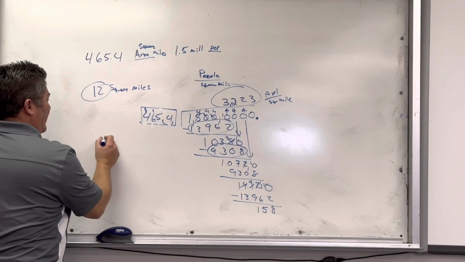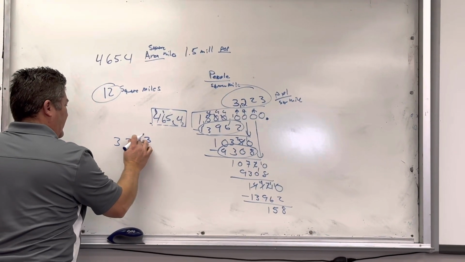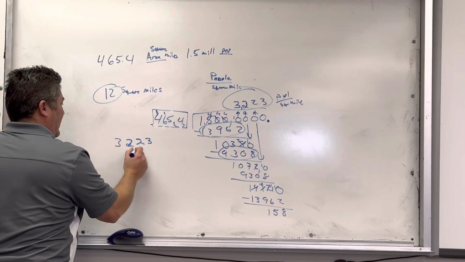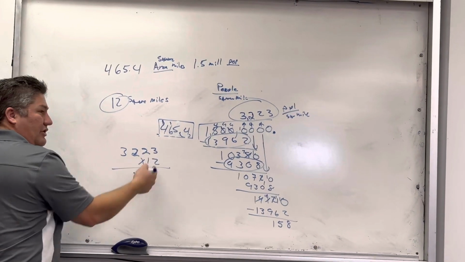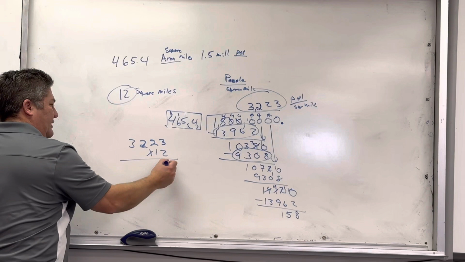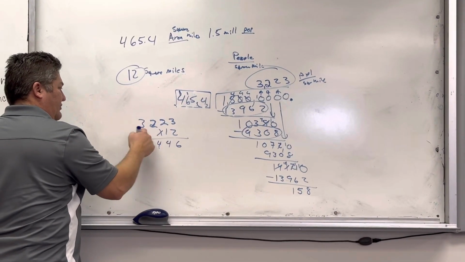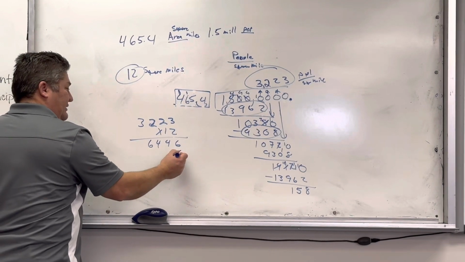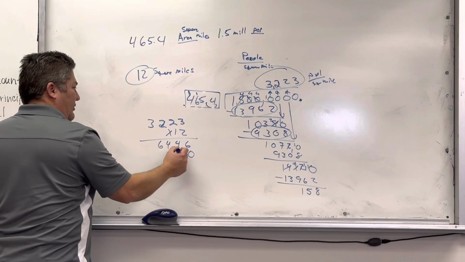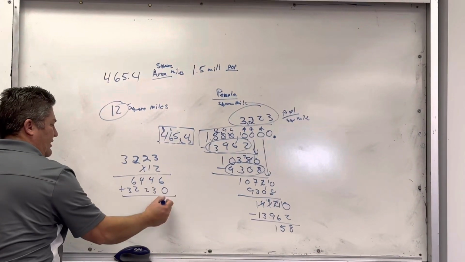So I'm going to say, okay, I've got 3,223 times 12. And again, we're just going to do the old school way. 2 times 3 is 6. 2 times 2, 4. 2 times 2, 4. 2 times 3, 6. 0. Now I'm just timesing by 1. 3, 2, 2, 3. Add those together.